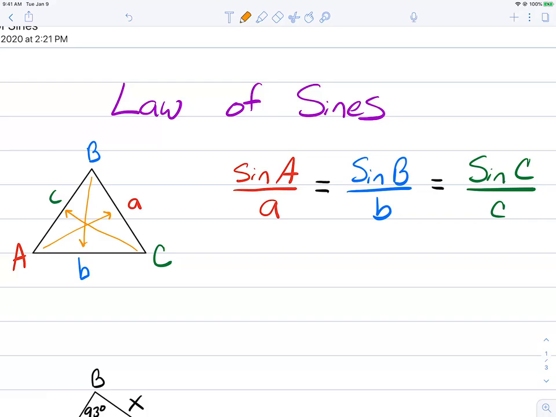So we have the sine of A over a is the same as the sine of B over b, which is the same as the sine of C over side c. So you're going to create a ratio of the sine of the angle over the length of its opposite side. Now for the equation, you only need two of them. So you are going to be looking essentially for one piece of information. So you're going to know three pieces of information.